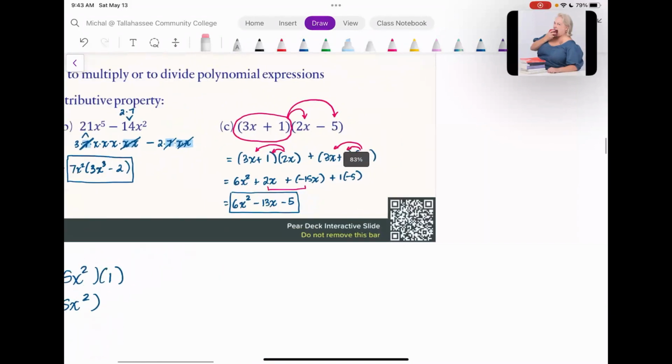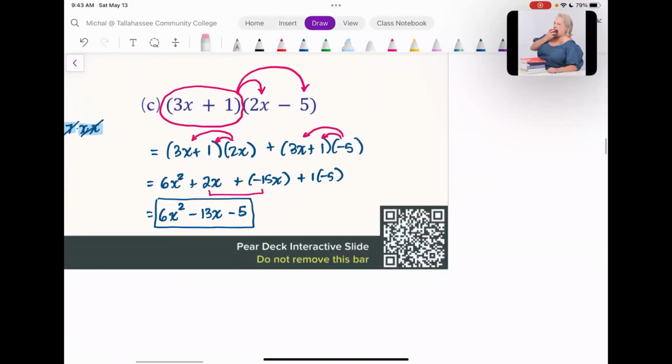When we applied the distributive property twice in this previous slide, notice that here in this third step, we combined the terms 2x and negative 15x. When we did those, we got negative 13x. This solution in this problem was a trinomial because I had 3 terms: 6x squared, negative 13x, and minus 5.